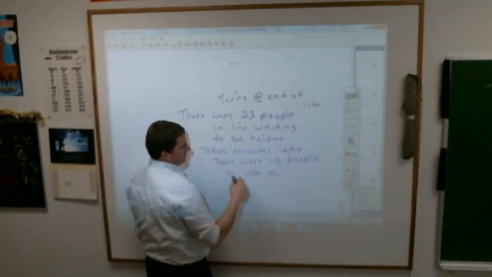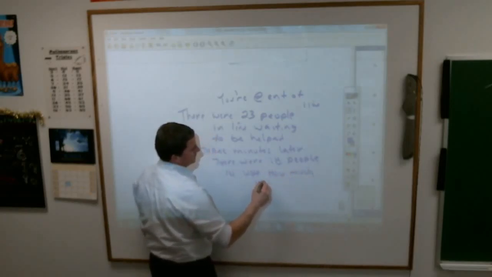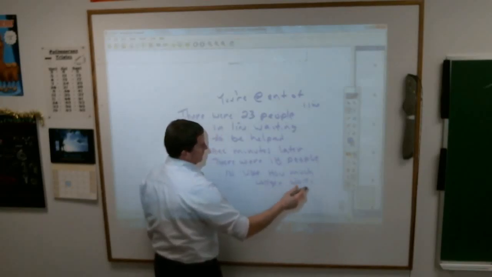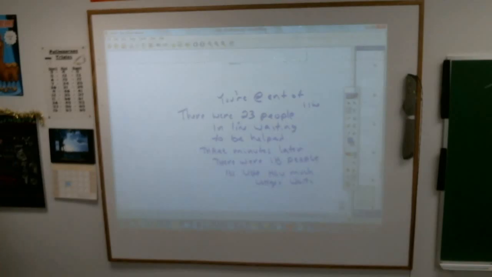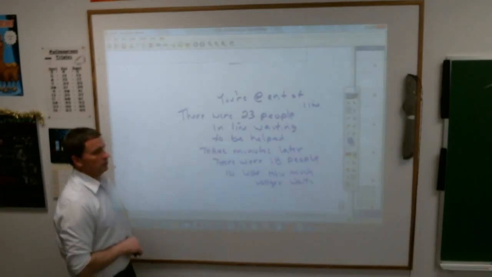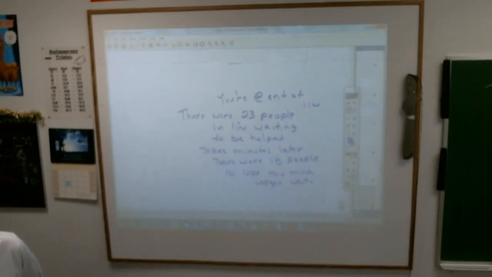18 people in line. How much longer would you have to wait? So you're behind all these 23 people. 3 minutes later, there's only 18 people in line. How much longer will you have to wait? Any thoughts on how we can go about that? Ev?